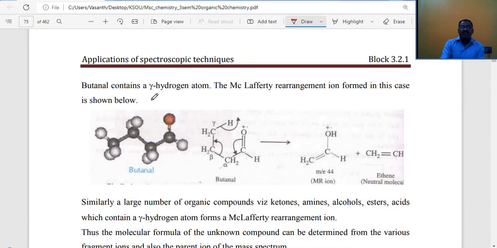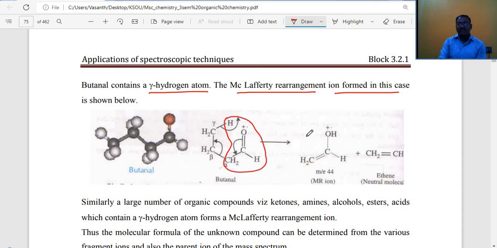Butanal contains a gamma hydrogen atom. The McLafferty rearrangement ion formed in this case is shown below. This alpha, beta, gamma hydrogen atom is migrated. Here what happened? CH2 double bond C OH H. Here CH2 CH2 CH2 CH2.